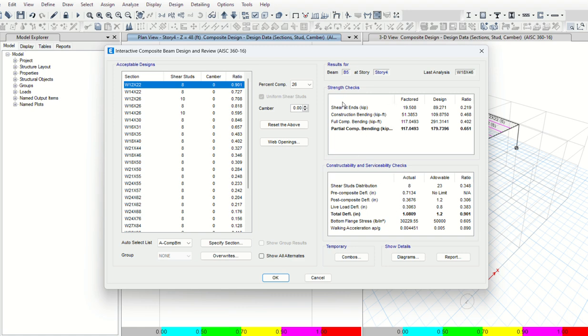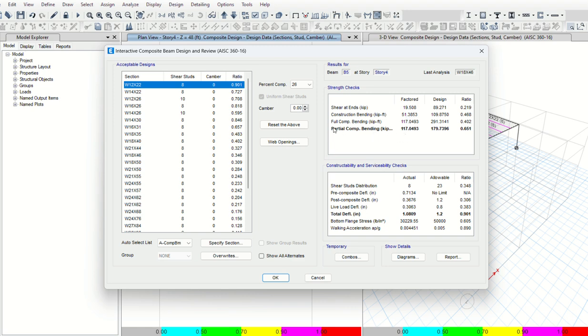right? So for the strength check, you see the construction bending. This is based on the phase 1 load, 1.4 dead, or 1.2 dead plus 1.6 construction live load. So the maximum bending is 51.3 kip-feet. This bending should be resisted by the pure steel section.